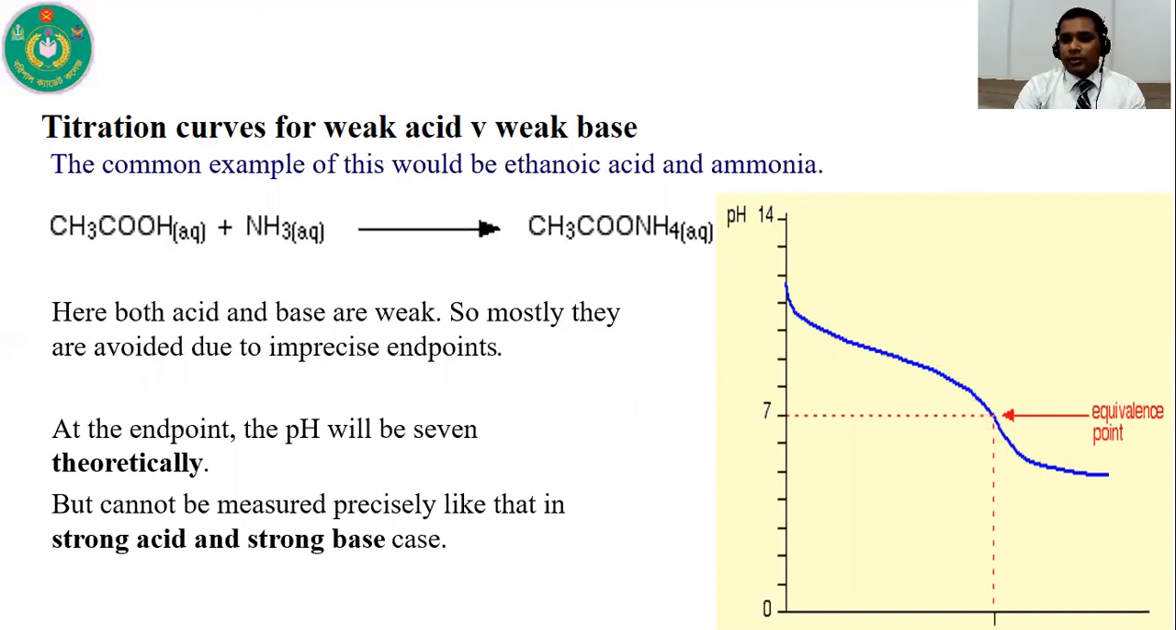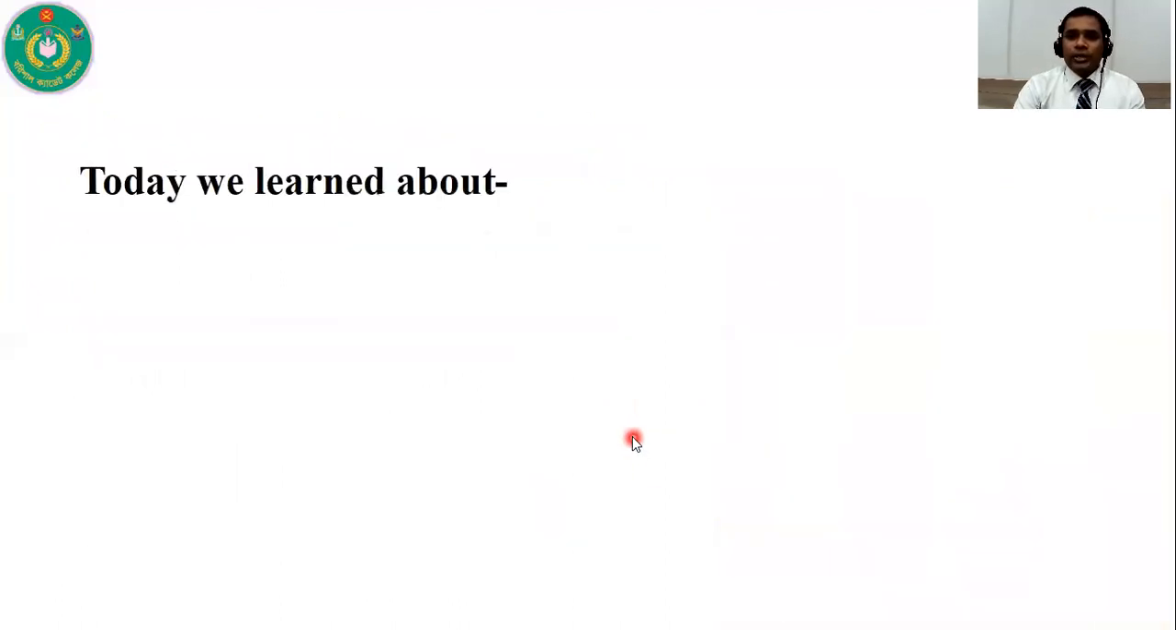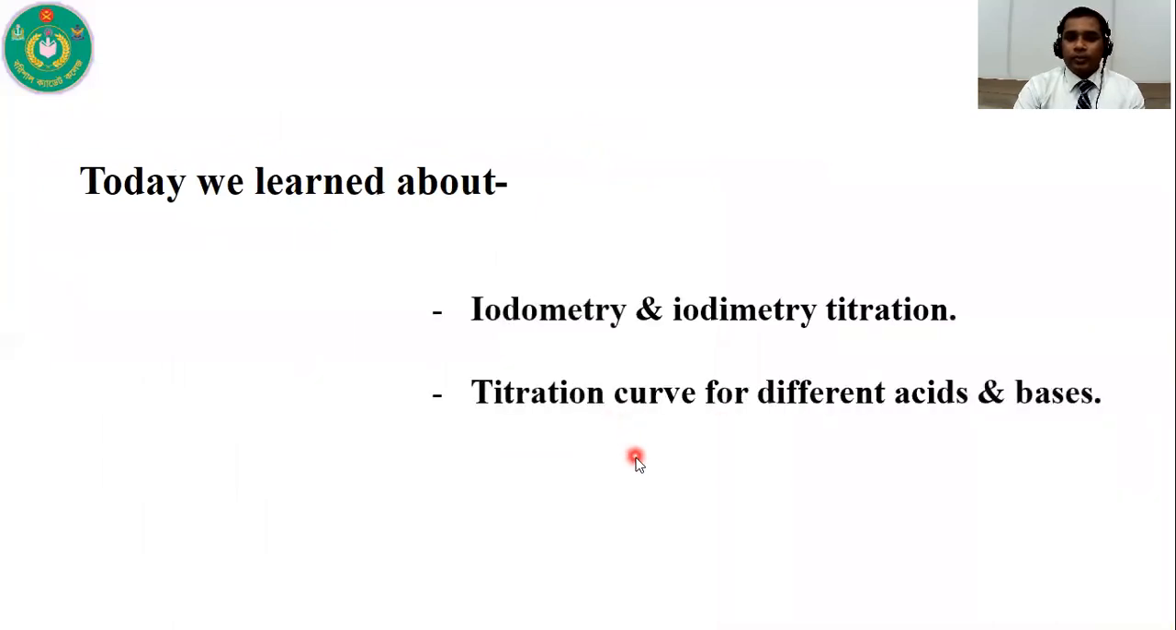So this equivalence point is 7. It is so theoretically, but we cannot find it practically. That's why you can say that the titration curve for weak acid and weak base is not precise. So today we learned about iodometry and iodimetry titration and titration curves for different acids and bases.